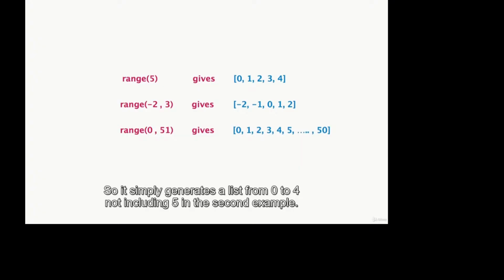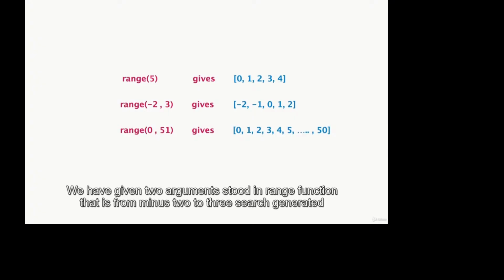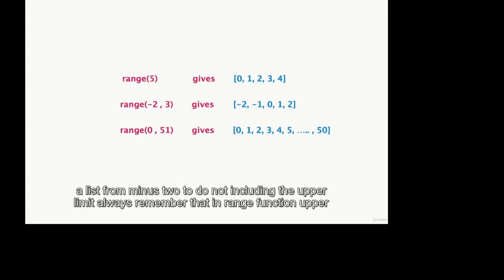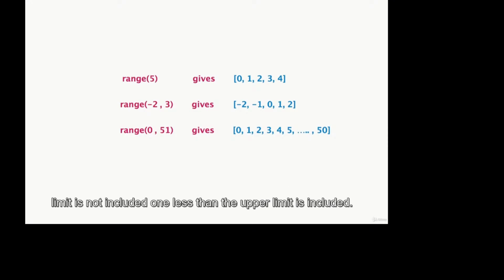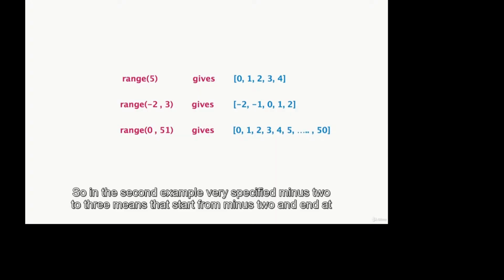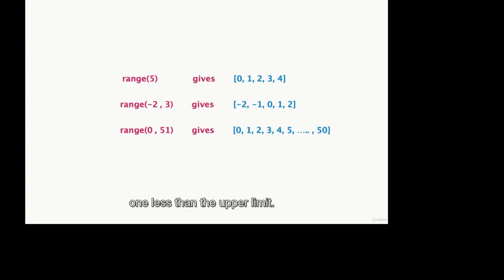not including 5. In the second example, we have given 2 arguments to range function, that is from -2 to 3. So it generated a list from -2 to 2, not including the upper limit. Always remember that in range function, the upper limit is not included. One less than the upper limit is included. So in the second example where we specified -2 to 3, it means start from -2 and end at one less than the upper limit, that is 2.